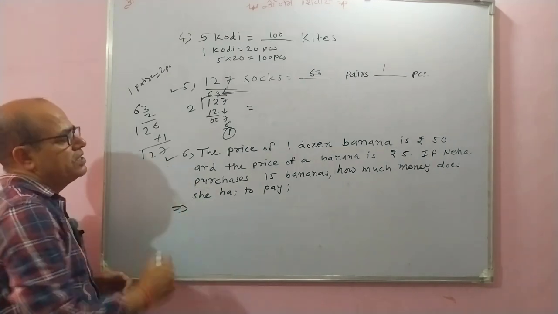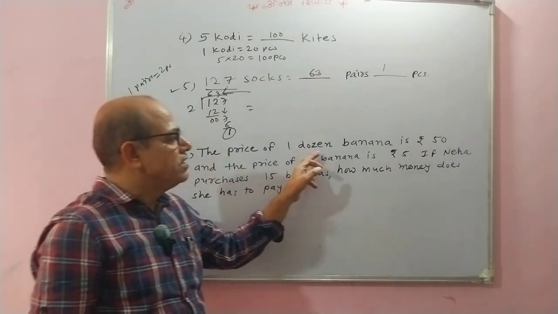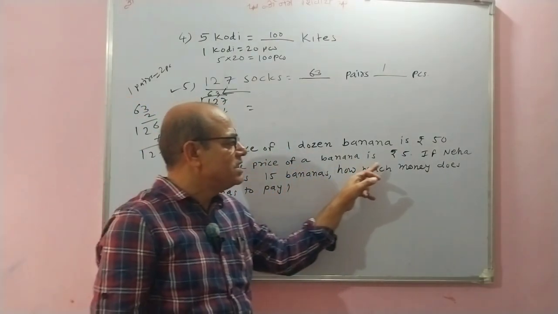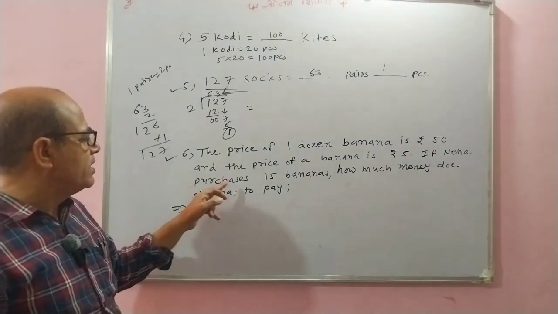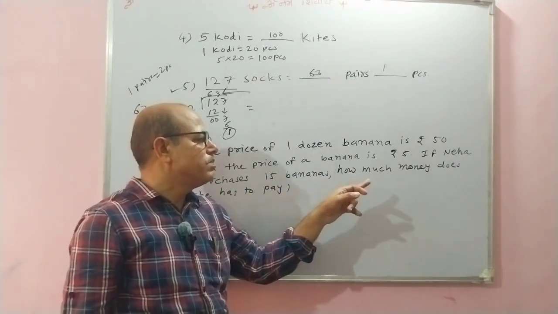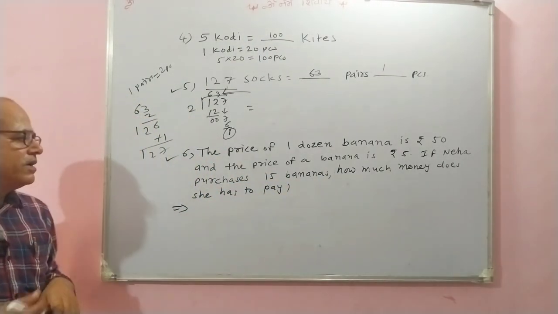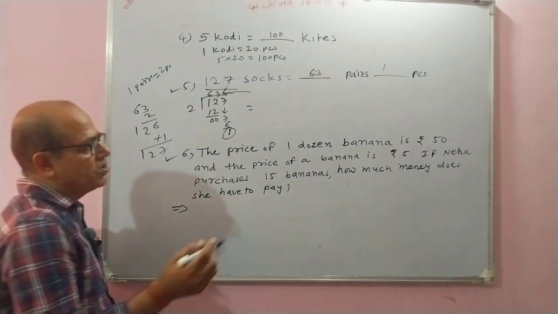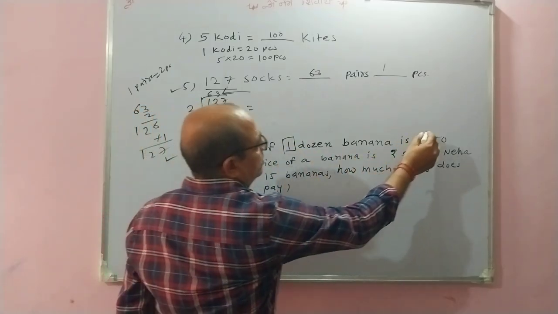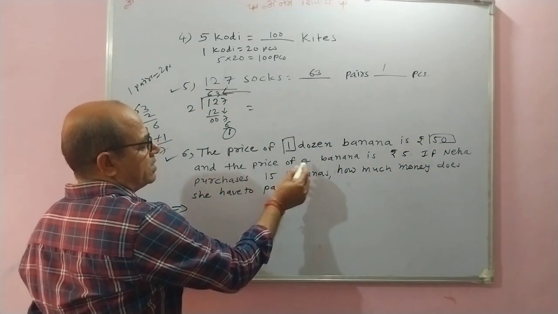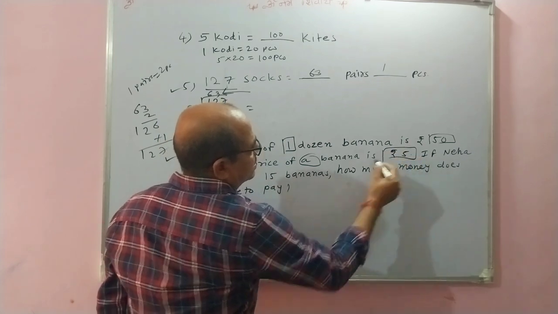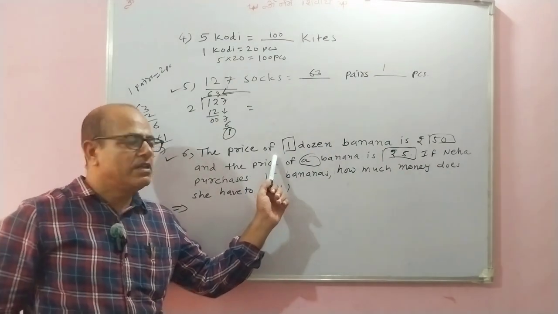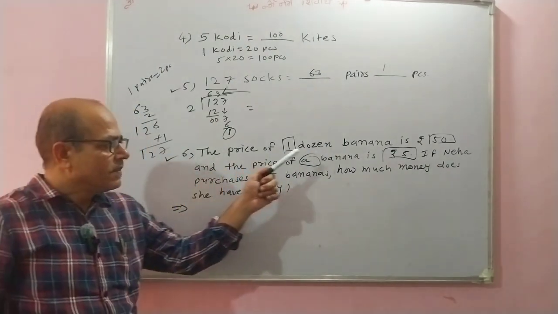Now see, the question is, the price of 1 dozen bananas is rupees 50, right? And the price of a banana is rupees 5. If Neha purchases 15 bananas, how much money does she have to pay? Right? So first of all, 1 dozen cost is equal to 50. And single piece, a banana means single piece. If she purchases a single piece, then she has to pay 5 rupees. But if she purchases in dozen, then 12 pieces, she has to pay 50 rupees.